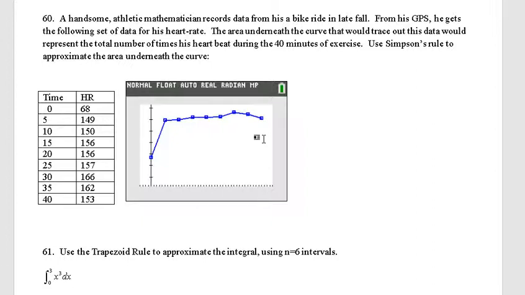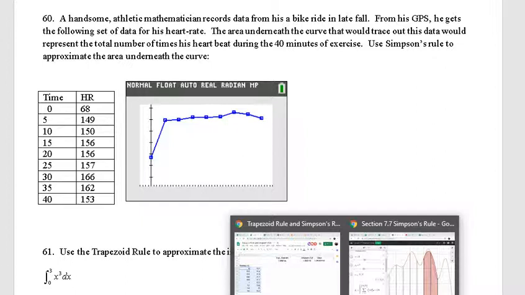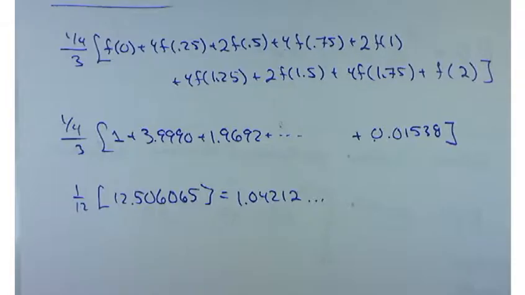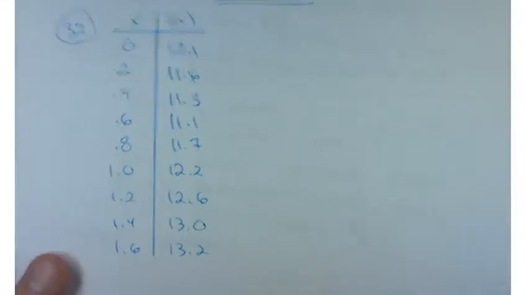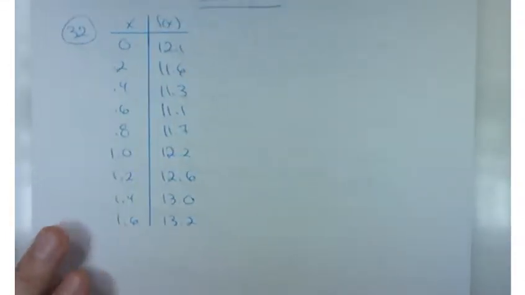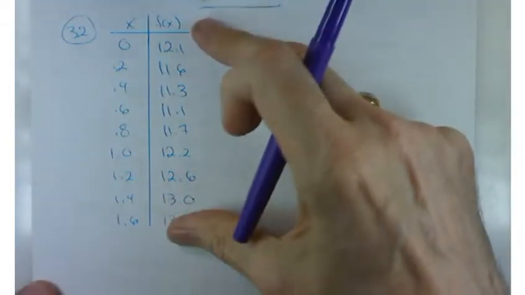So we don't have any context for this one. We're just asked to use Simpson's Rule. So let me go back here and, let's see, where did I put my data? There we go. So we're going to apply Simpson's Rule to this, and that'll give you the area underneath this curve as if we plotted it and used a nice continuous curve.